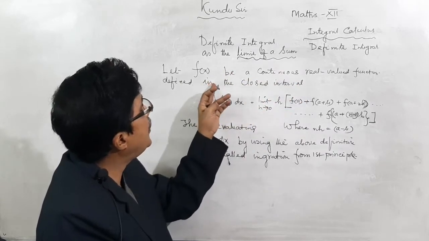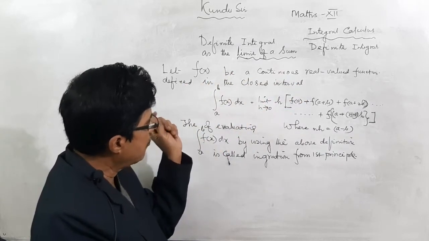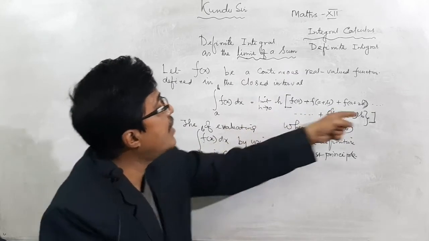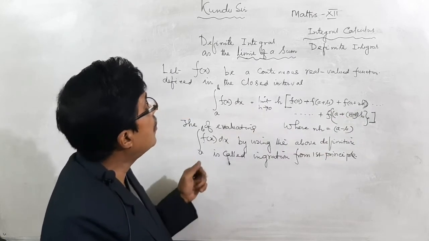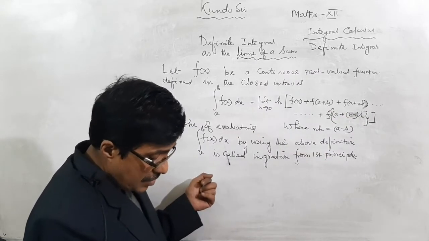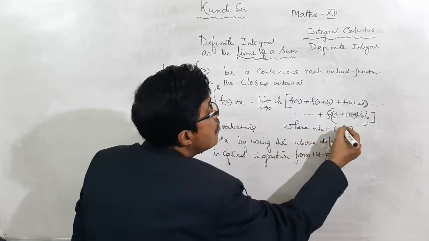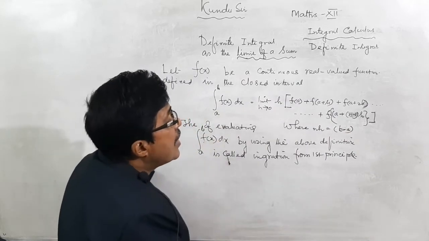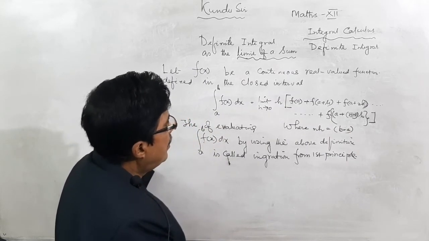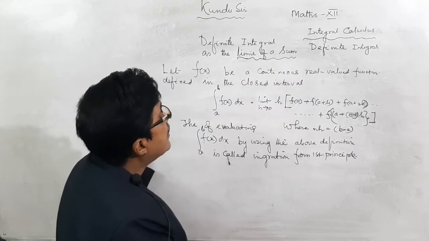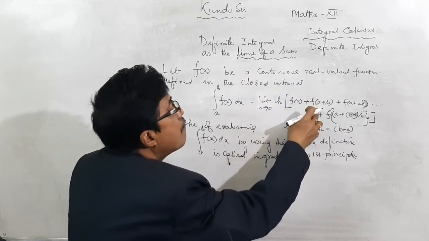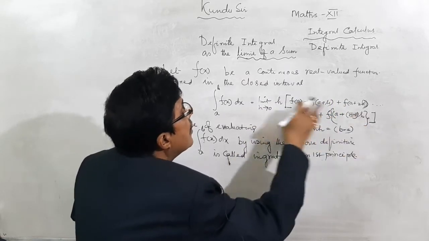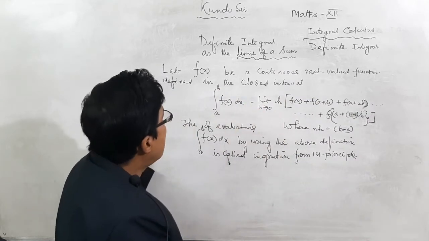So again I am explaining: f(x) is a continuous real valued function defined in the closed interval a to b. The integral of f(x) dx can be written as the limit of h times f(a) plus f(a+h), f(a+2h), up to f(a+(n-1)h), where nh equals b minus a, that is h equals (b-a) by n.